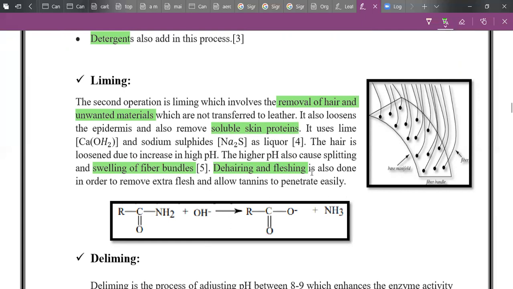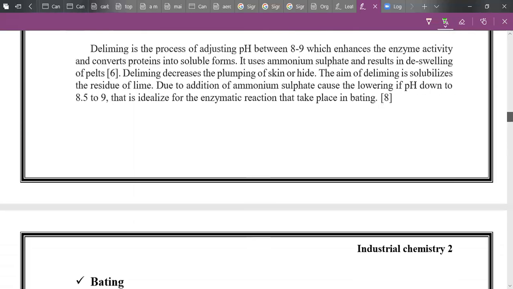So this is a structure. This is an equation in which when a collagen protein reacts with a base, then this structure is obtained and ammonia gas is released. And this is an epidermis layer and these are the fibrous bundles. So in the liming process, we remove all these fibers from the skin. For this purpose, we mostly use lime and sulfite. Lime and sulfite are basic in nature, so they can enhance the pH of the solution.